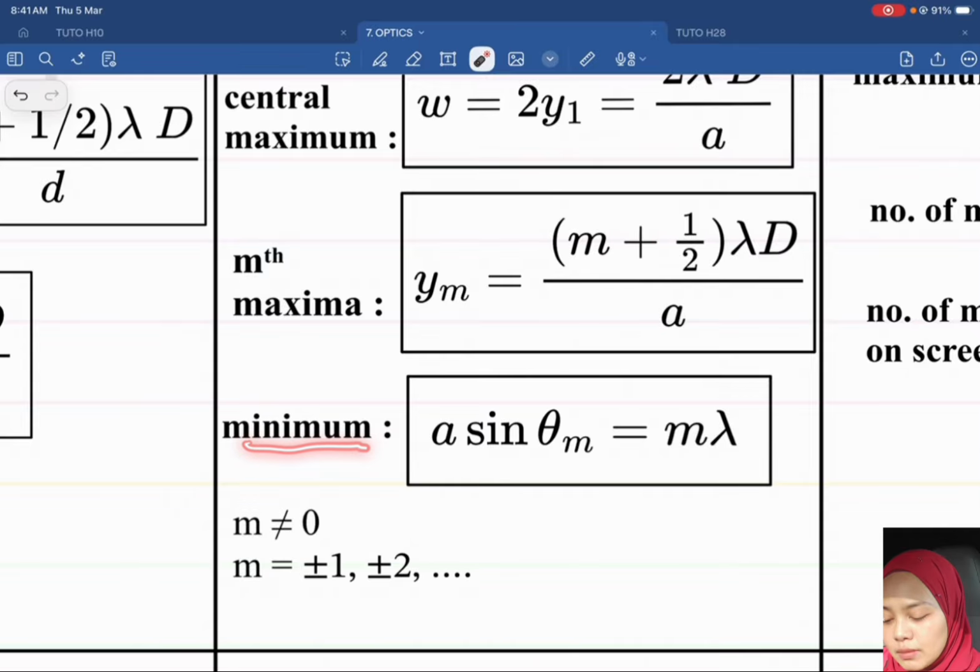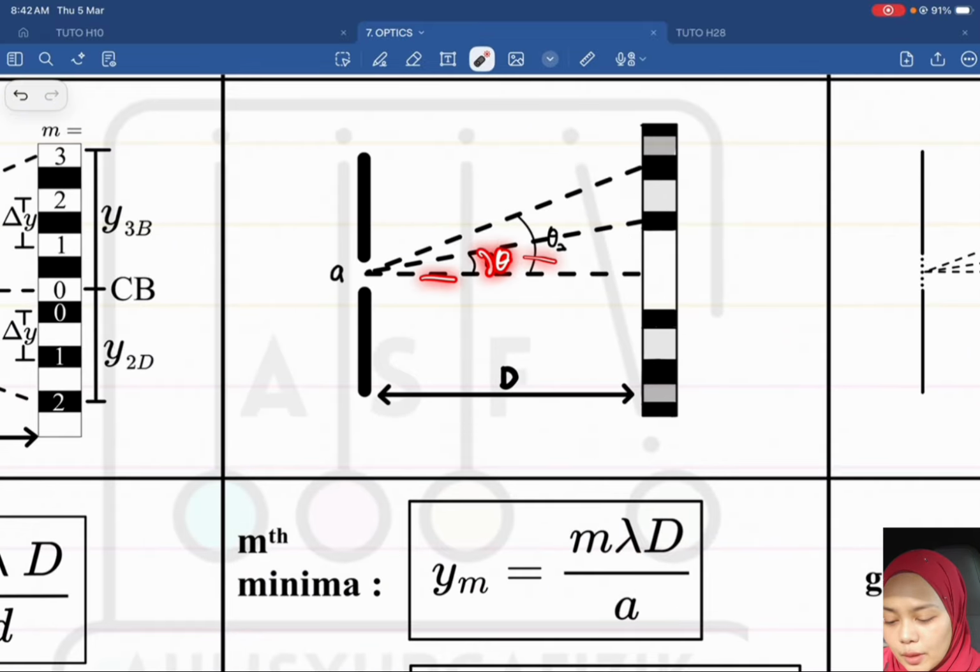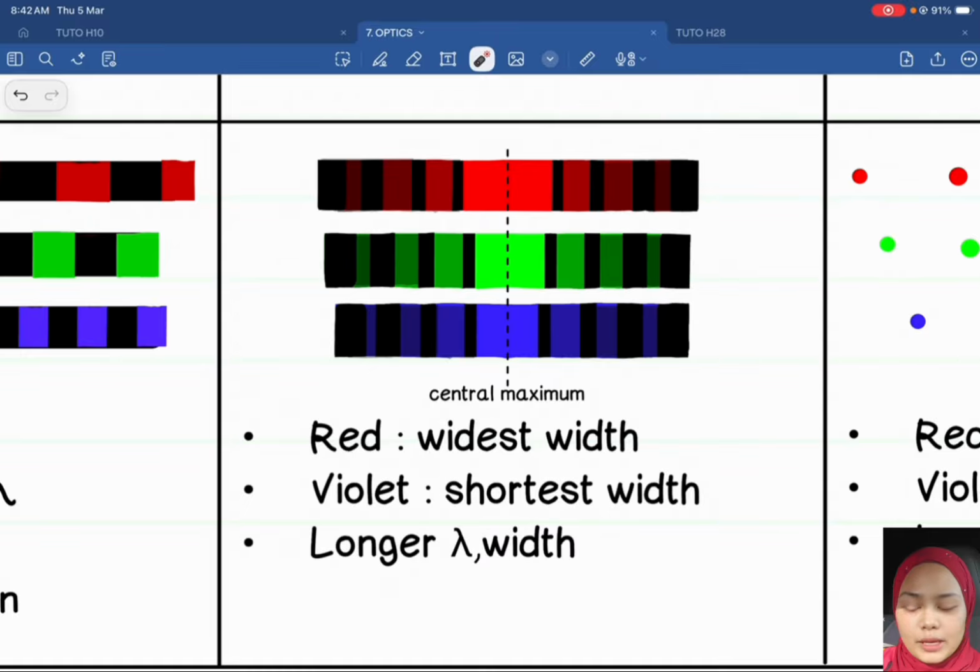For the minimum, you can also get a sine theta equals m lambda. This equation is used if the question is asking for theta: theta 1 is from the center of the central maxima to the first minima. For theta 2, it's from the center of the central maxima to the second order dark fringe. And next we go to the pattern of different wavelength.